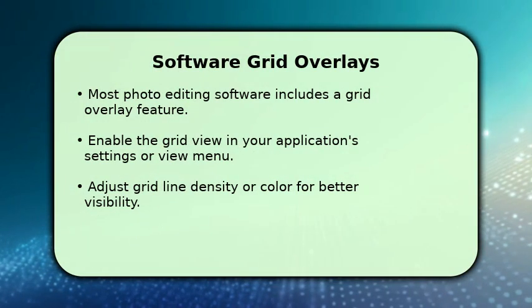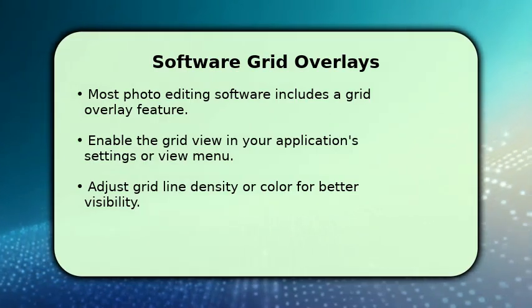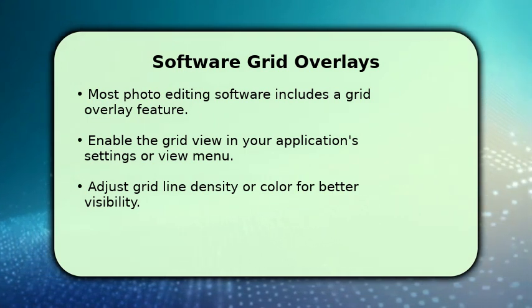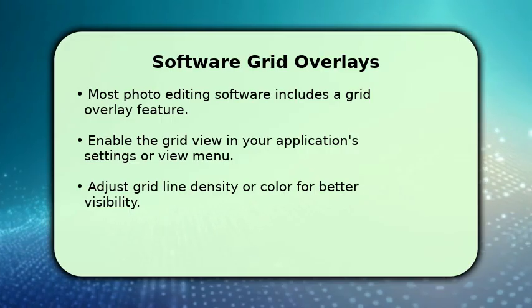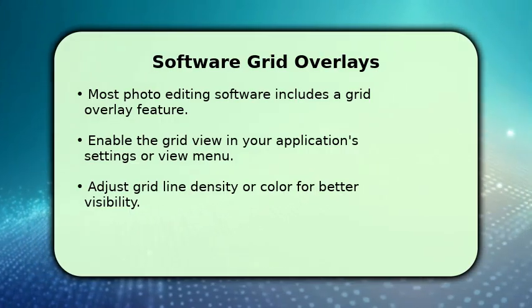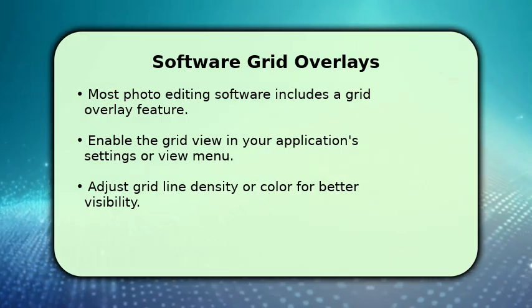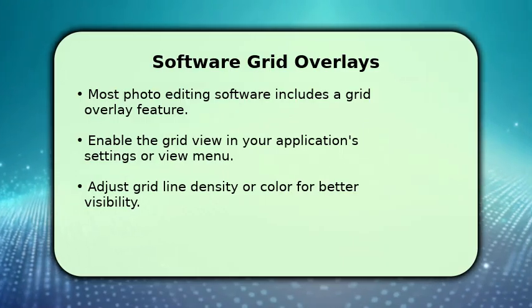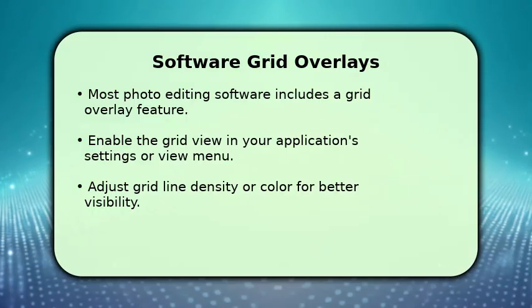Fortunately, most modern photo editing software and even many camera apps come equipped with built-in grid overlays. To activate this feature, simply navigate to your application's View menu or Settings and look for an option like Show Grid or Composition Grid. You can often customize the grid's appearance, such as its color or line thickness, to ensure it's clearly visible against your image without being distracting. This makes applying compositional rules very straightforward.